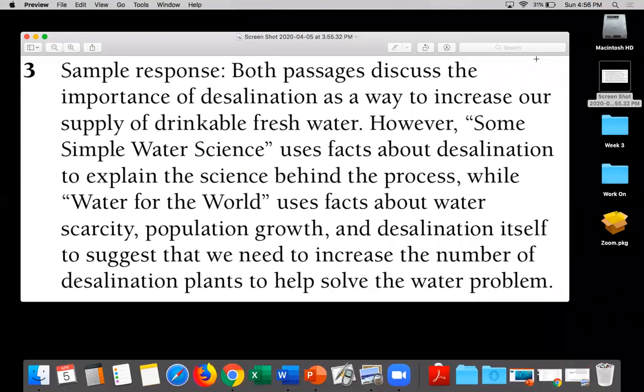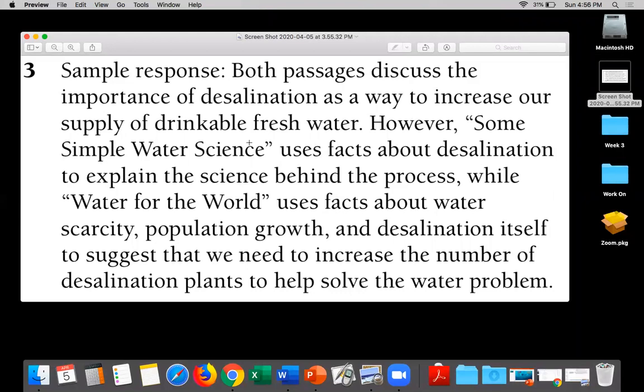If you need to pause this so you can have the screen for a while and write that down, that's fine. I'm going to go ahead and read it. Both passages discuss the importance of desalination as a way to increase our supply of drinkable fresh water. So they both talk about desalination and how it can help us to have water that we can drink.